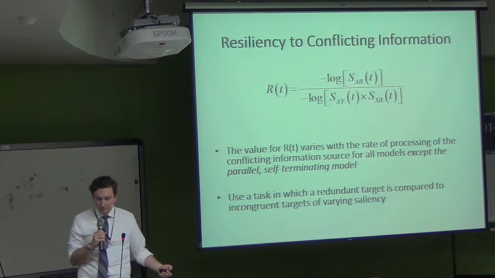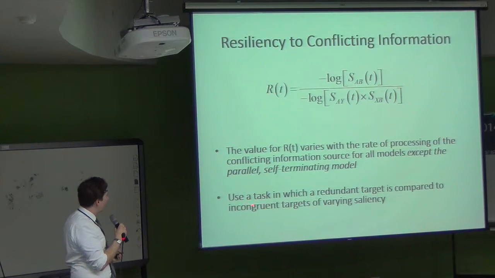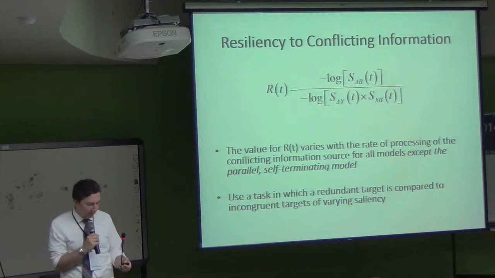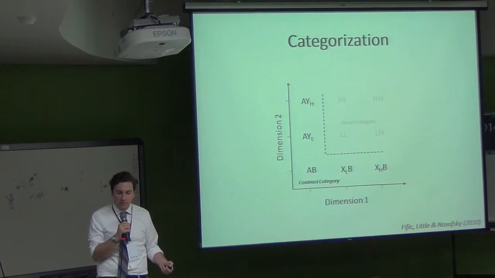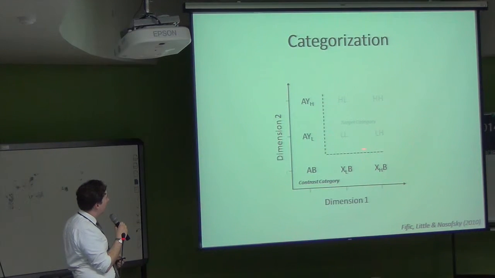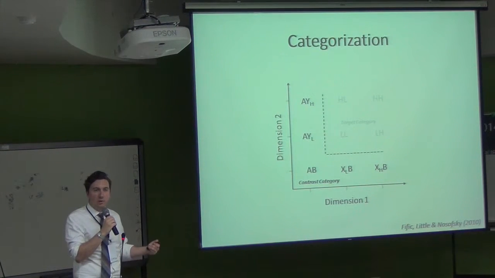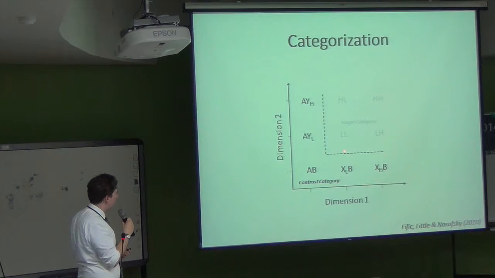So to actually test this, what we need to do is use a task in which the redundant target, so this double target, is compared to conflicting targets, which have varying degrees of saliency of the conflicting information. And the task I'm going to tell you about is pretty much identical to the one Mario had just introduced. So here we have a particular target category where we have a factorial manipulation of information. I've given them these labels here to indicate just how difficult it is to reject each of these items or make a categorization decision compared to each of these boundaries.